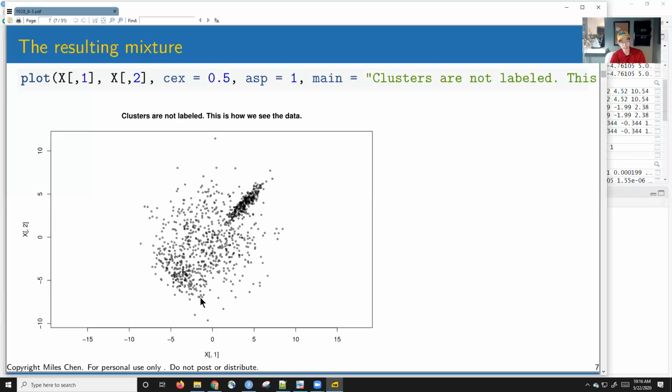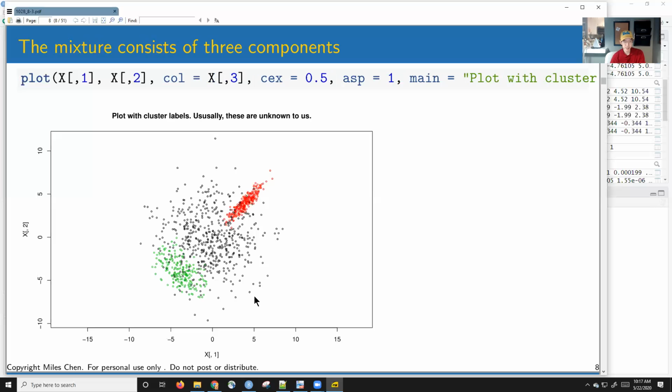So the data comes in completely unlabeled. This is how we would see the data. And we could tell the EM algorithm to search for 3 clusters here. I guess this point was generated from that upper cluster here.